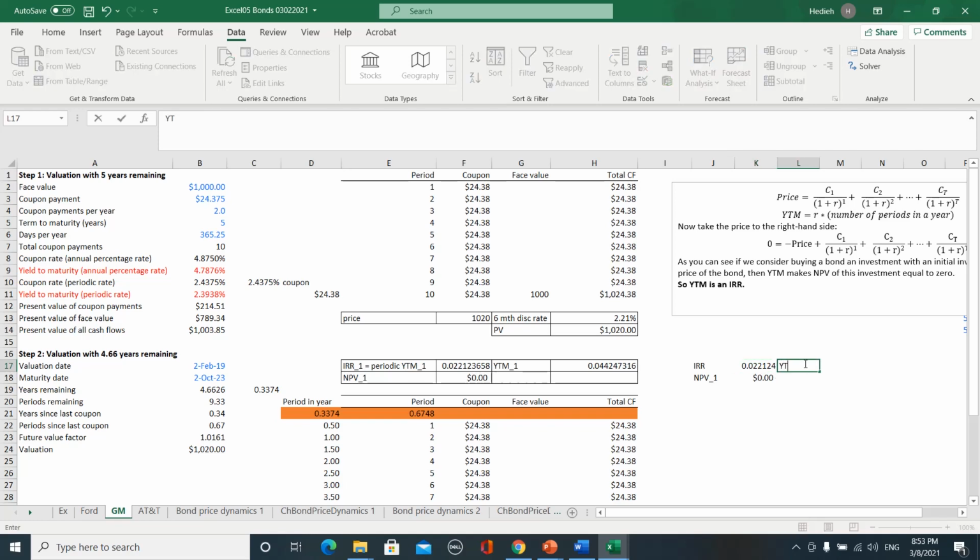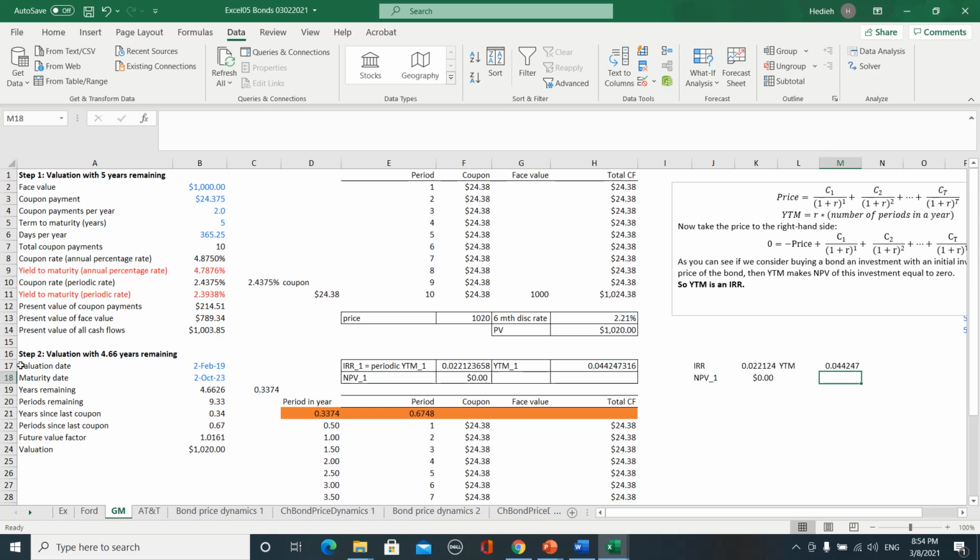If you want to find yield to maturity, in most cases it is reported as an annual percentage rate. And we see that we have coupon payments every 6 months, so your payment period is 6 months. You want to make this rate an annual rate. Because your discount rate is for a 6-month period, you should multiply it by 2. So you can find your yield to maturity. Your yield to maturity is 4.42%. So this is how you find yield to maturity for a bond.